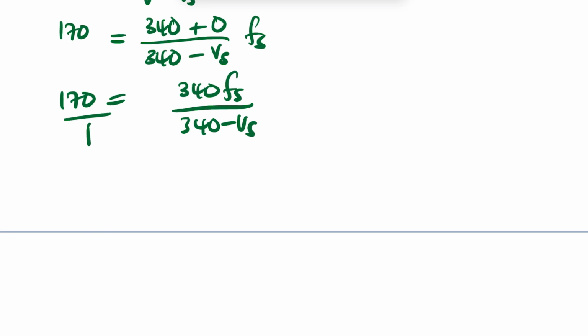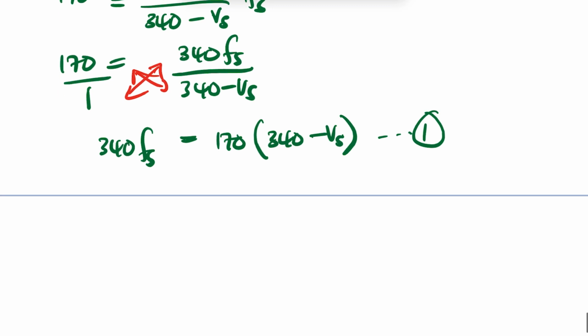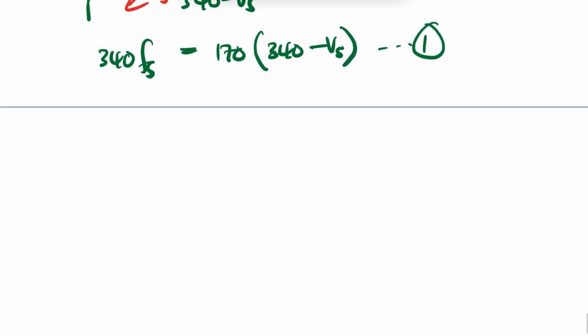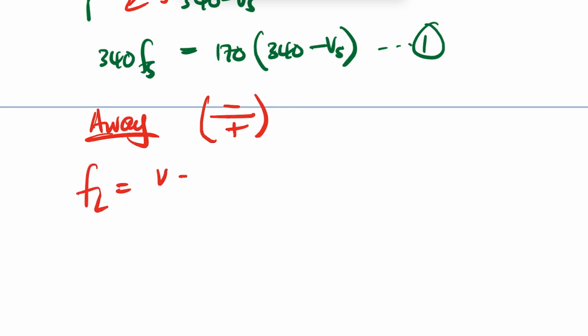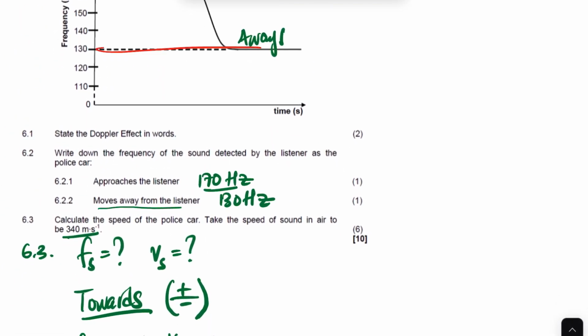Then we cross multiply. So it will be 340 Fs equals 170 times (340 minus Vs). I'll take that as equation 1. Then I'll create equation 2 for away. We know away it's minus on top divided by plus at the bottom: FL equals (V minus VL) divided by (V plus Vs) times the source frequency. Then we substitute. The frequency while it was moving away was 130 in the graph.